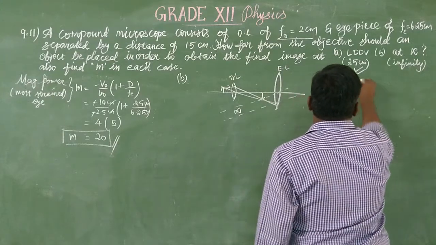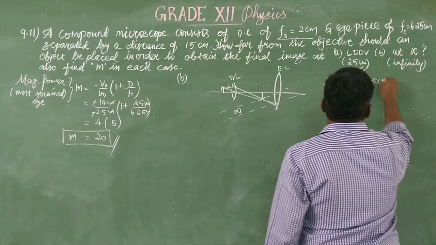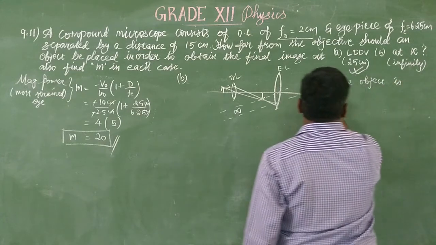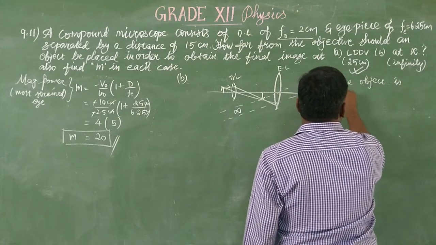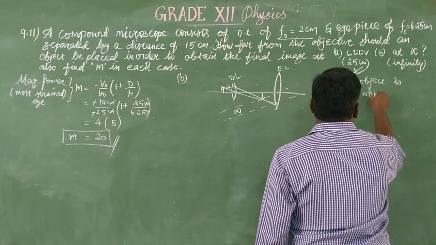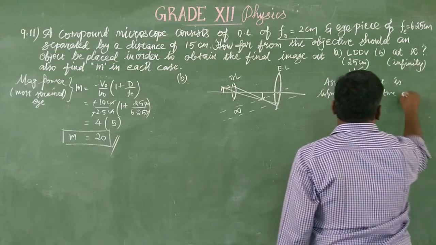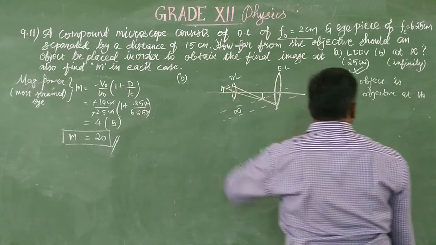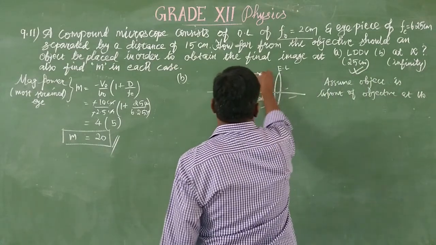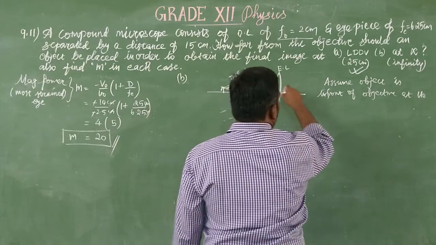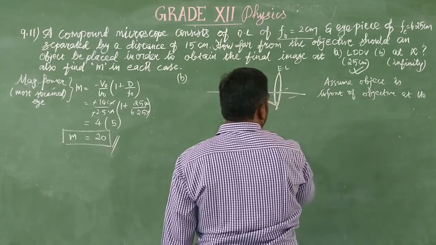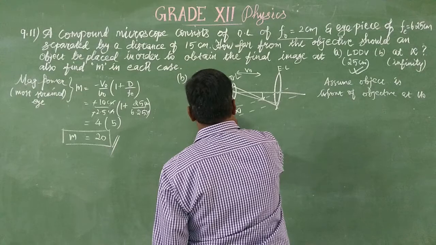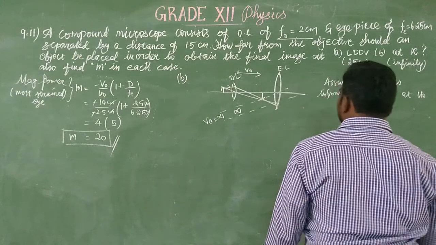So assume the object is in front of the objective at U0. Okay. So the image forms, this is V0. Okay, right. And VE, the final image by the eye lens, forms at infinity.